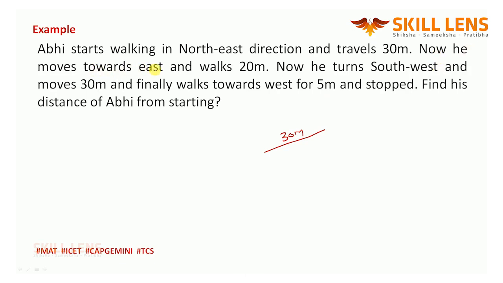Now he moves towards east and walks 20 meters. Okay, guys, this is a very, very important point. If he continues his journey, this is northeast, which means now he is moving like this. How many meters? East side, 20 meters.